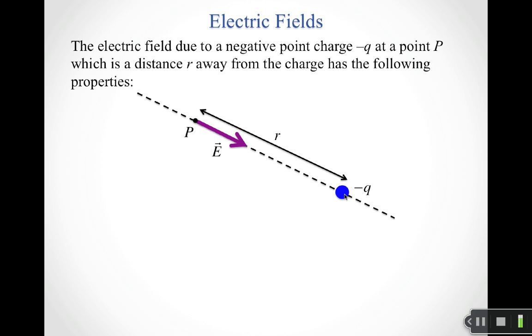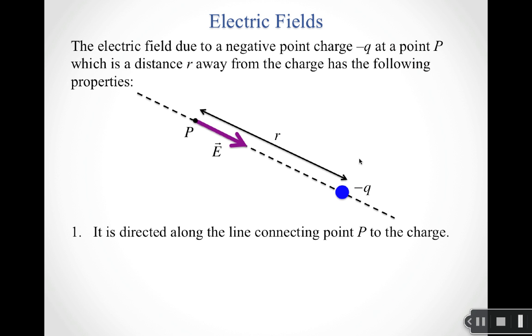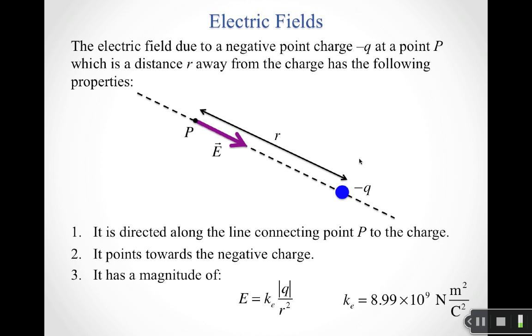If I've got a negative point charge, I'm going to have an electric field vector that now points towards my charge. That electric field will be directed along the line connecting the charge to point P. It will point towards the negative charge, and I'll calculate the magnitude exactly the same way. So the absolute value here says I don't care whether this is a positive or negative charge. I'm still going to get a magnitude with the same value, as long as the size of that charge is the same.